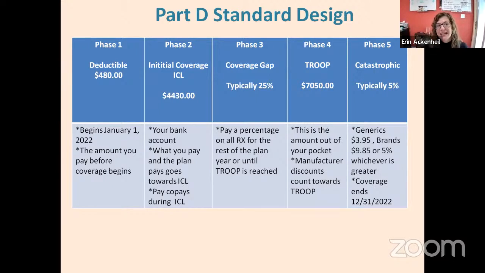The standard design deductible for 2022 is $480. What a deductible means is when your beneficiary is at the drugstore, like CVS or Walgreens or whatever, that first $480 towards their prescriptions is out of their pocket before their plan coverage would kick in for the full calendar year. Now, remember, the private insurance companies can enhance the deductible phase. Often the Part C Medicare Advantage plans, the products that embed all the coverage under one umbrella, often waive this deductible altogether.